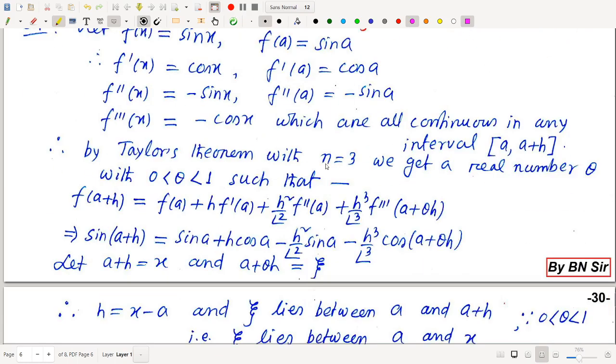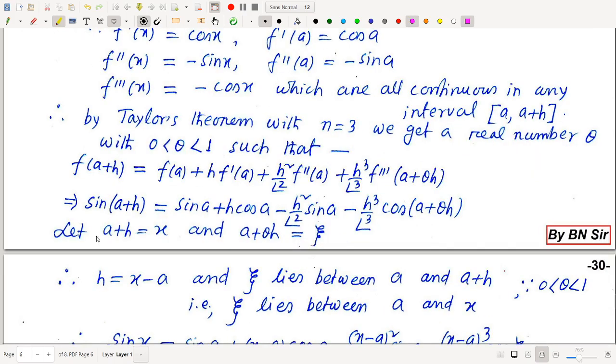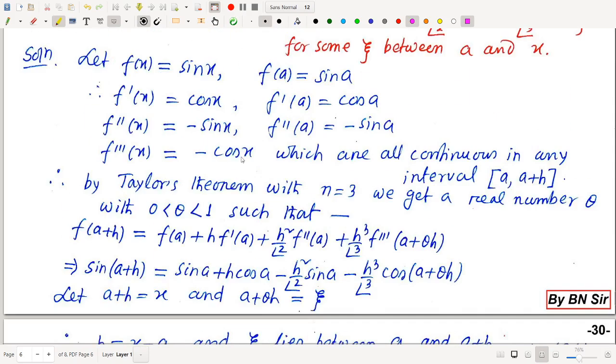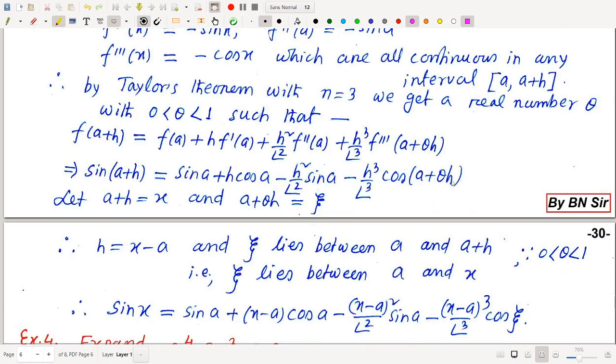Therefore by Taylor's theorem with n equal to 3, we get a real number theta with 0 less than theta less than 1 such that f(a+h) equals f(a) plus h f'(a) plus h square by 2 factorial f''(a) plus h cube by 3 factorial f'''(a + theta h). This is Taylor's theorem with n equal to 3. f(a+h) is sin(a+h), f(a) is sin a, f'(a) is cos a, f''(a) is minus sin a, and f'''(x) is minus cos x, so it will be minus cos(a + theta h).